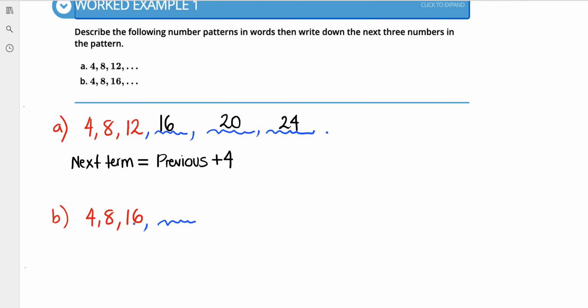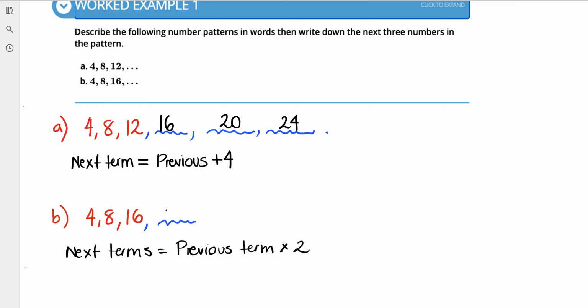What is the relationship between these two? Hopefully you're seeing that 16 is twice 8 and 8 is twice 4. So I can write it. The next term is going to be the previous term times 2.